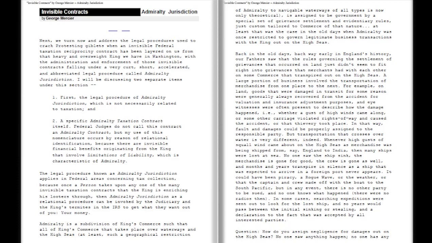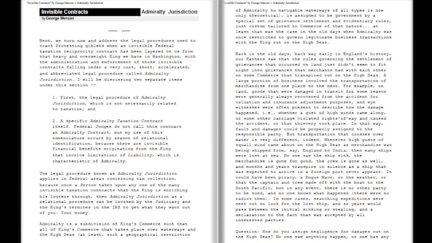The legal procedure known as admiralty jurisdiction applies in federal areas concerning tax collection, because once a person takes upon any one of the many invisible taxation contracts that the king is enriching his looters through, then admiralty jurisdiction is a relational procedure that can be invoked by the judiciary and the king's termites and the IRS to get what they want out of you, your money.